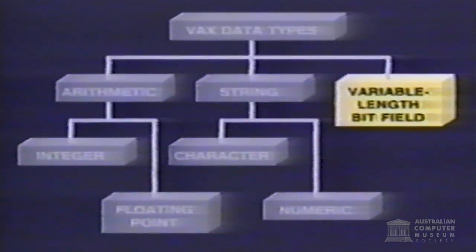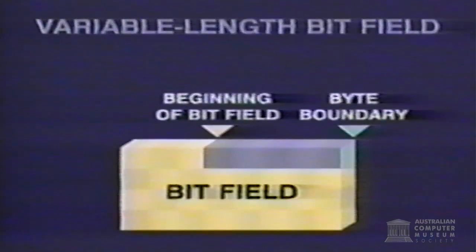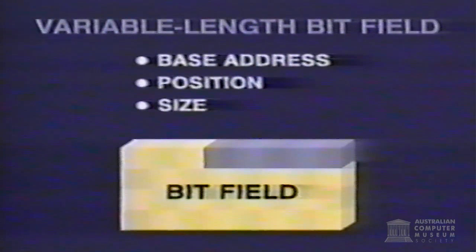This data type differs from the others in 2 respects. First, its length is not fixed, but can vary from as few as 0 to as many as 32 contiguous bits. Second, the bit field does not have to begin on a byte boundary. It can begin anywhere in memory.